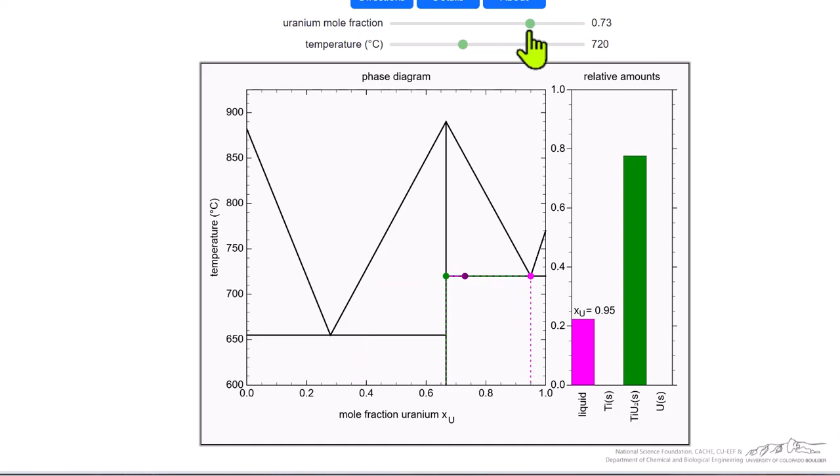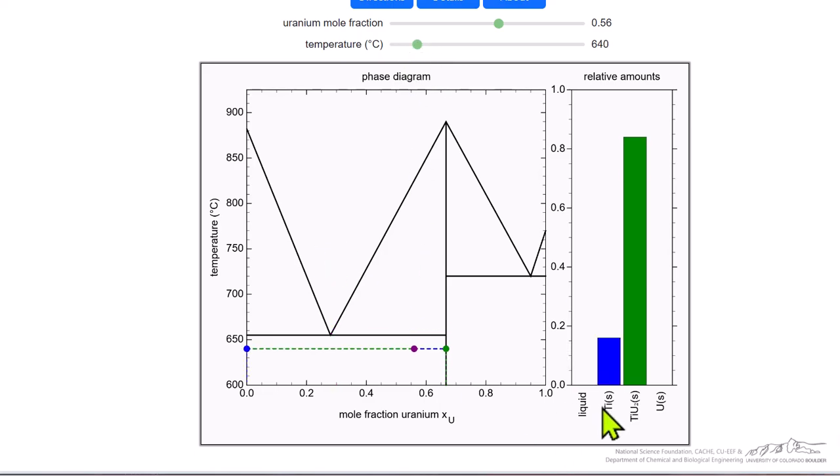Now we're in equilibrium with the liquid that's a different composition. That's the liquid right here. If I were to lower the temperature, now we have two solid phases in equilibrium, a pure uranium solid and this compound. Again, if I move over to here, and then let's lower the temperature.